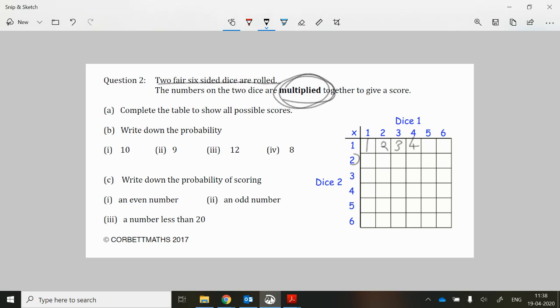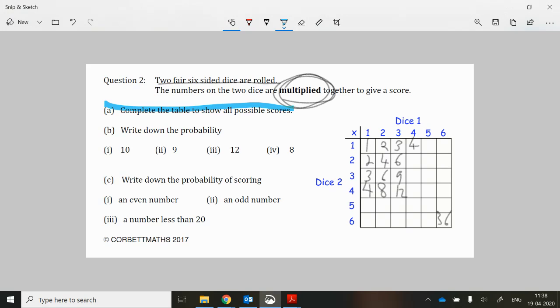And then you'll do 2 times 1, so we're just timesing those 2 numbers there. 2 times 2, 2 times 3, and so on. And then 3 times 1, so it's just the numbers in the 3 times table, 3, 6, 9, and so on. And the numbers in the 4 times table, 4, 12. And then you can complete this grid. You should get to 36 at the end. Complete the table, so we've done that bit.